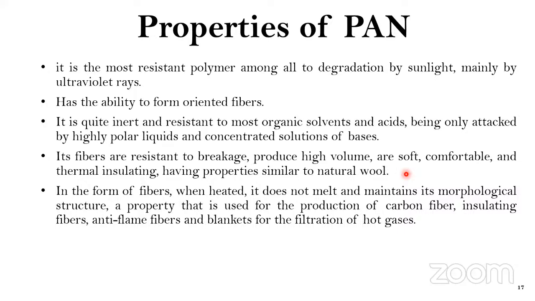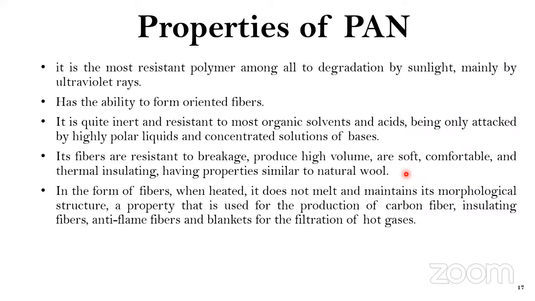So in the form of fibers, when heated, it does not melt and maintains its morphological structure, a property that is used for the production of carbon fibers, insulating fibers, anti-flame or flame retardant fibers, and blankets. Correct? Which example is here? Blankets, which we just mentioned now, the mixture of natural wool and synthetic polyacrylonitrile for the blanket application. So all of you understand polyacrylonitrile, which is nothing but a class of acrylic polymers again.